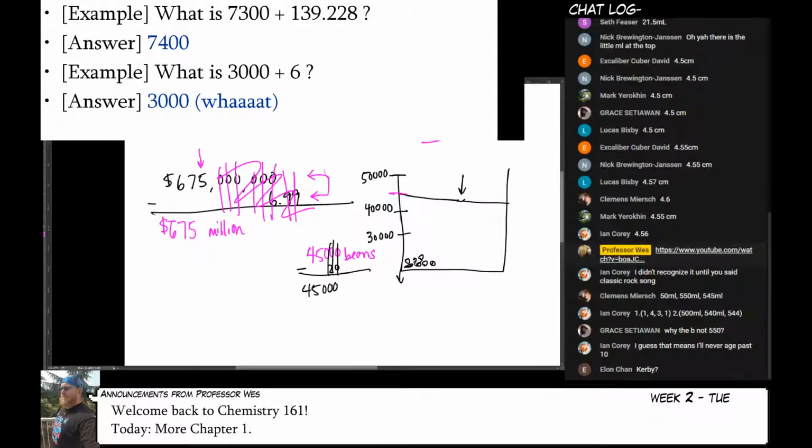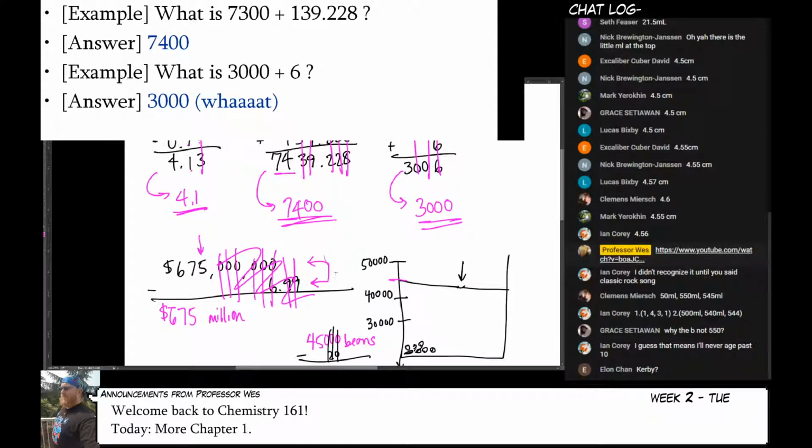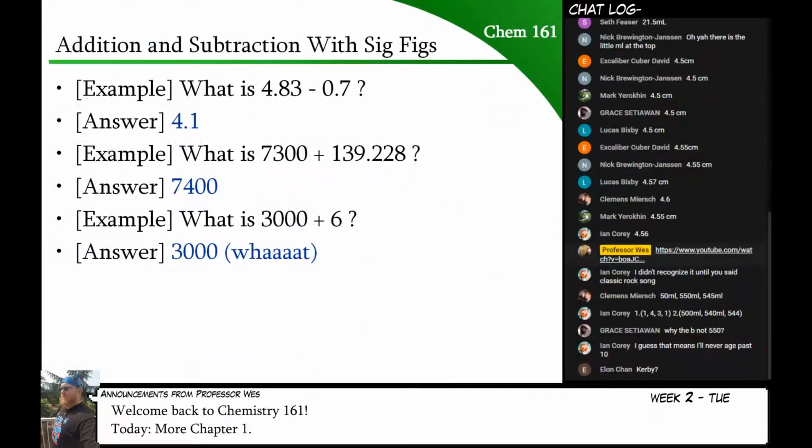So if the magnitude is way too different with addition, you get bogus results. Or at least they look bogus. But in reality, they actually reflect what we know about the number. Okay? So don't freak out if you do a problem and you get the same answer.